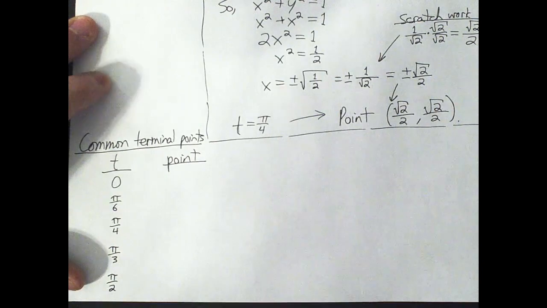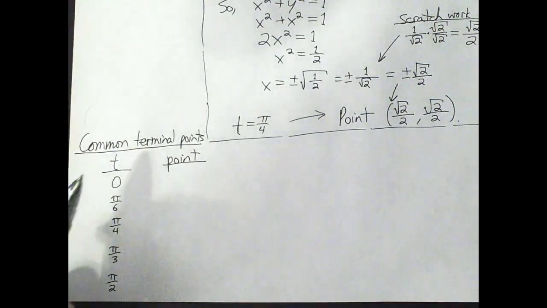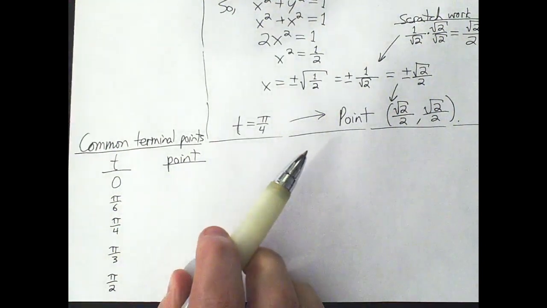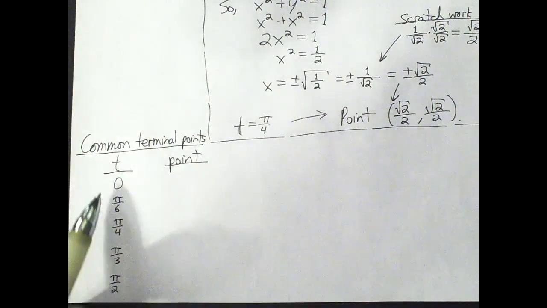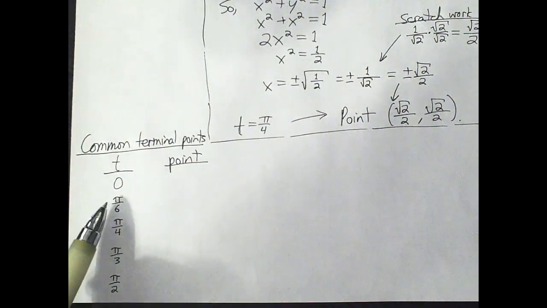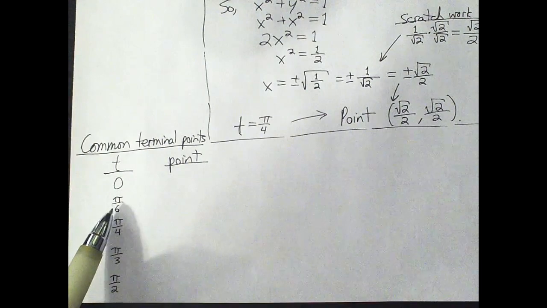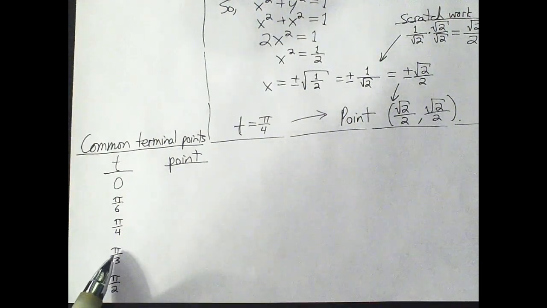I did those in ascending order. You know, this is from smallest to largest, right? 0. And then pi over 6 is pretty small. Pi over 4 is a little bit bigger. Pi over 3 is a little bigger. Pi over 2 is a little bigger.